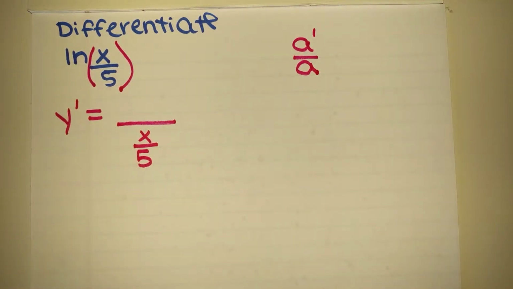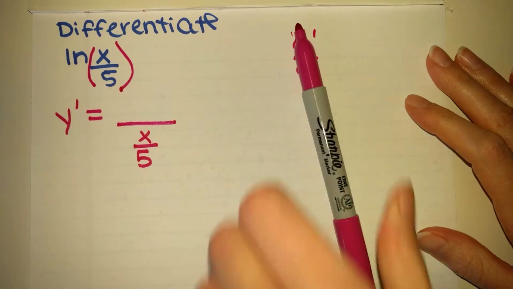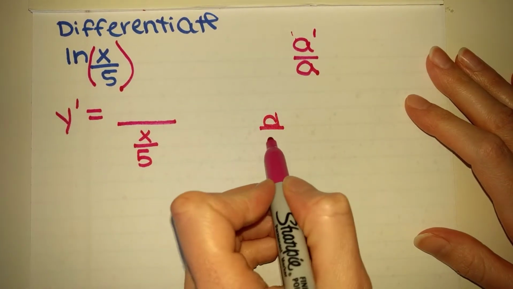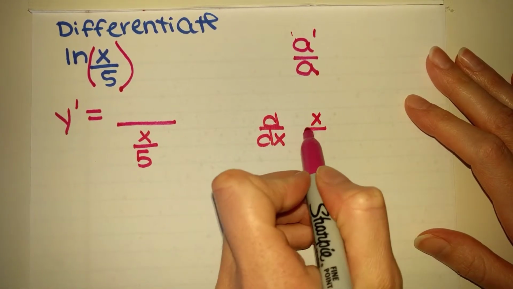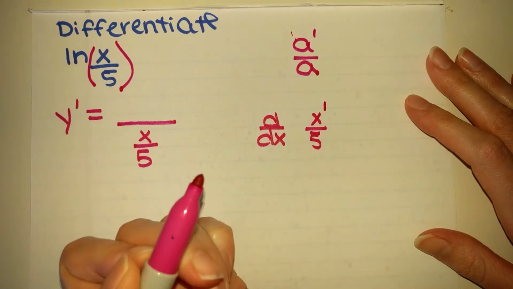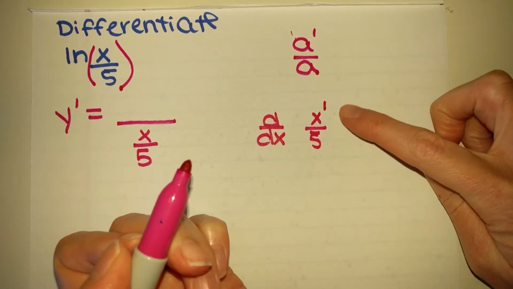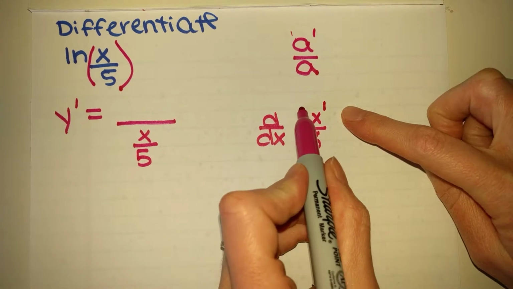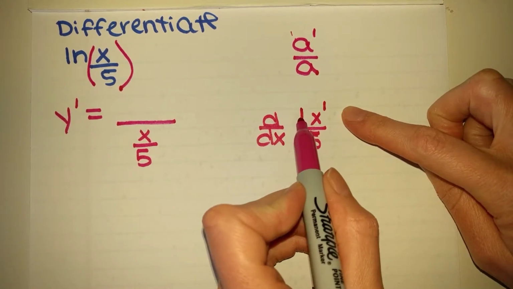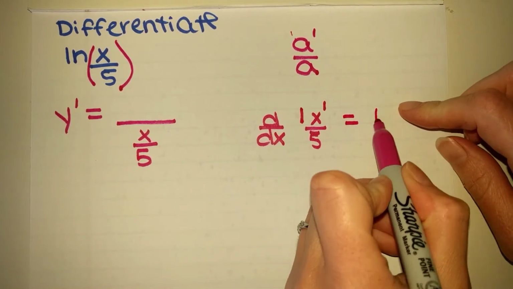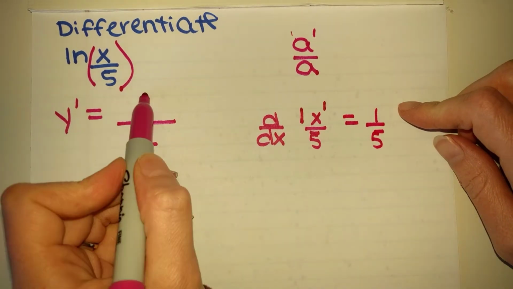Now, don't overthink this, because what's happening here is that you're taking the derivative of x over 5, but x is raised to the first power. So really that is just a linear term. So we need to find the coefficient. The coefficient would be understood 1 over 5. So our derivative is 1/5.